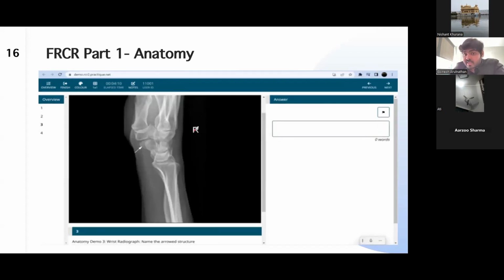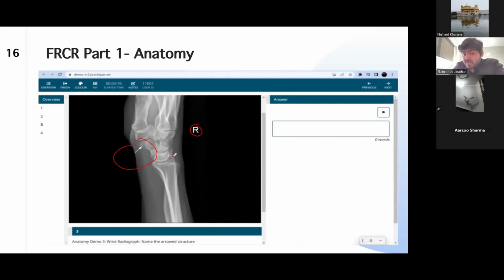Let's take another example. This is a view of the wrist, where one of the structures is labeled. The structure labeled is the scaphoid. A complete answer will be right scaphoid bone or right scaphoid. If you just say scaphoid, you'll get 1 mark. If you say right scaphoid, you'll get 2 full marks.